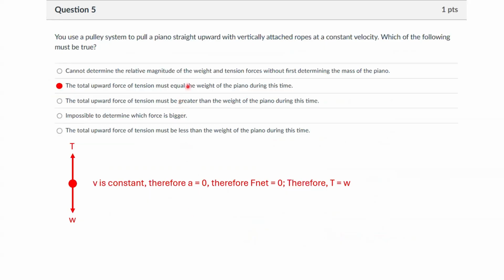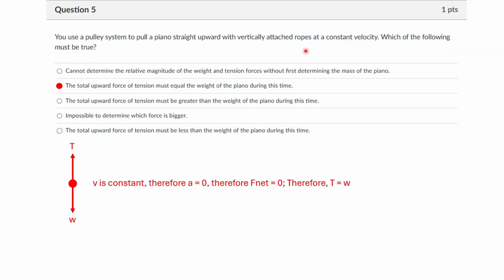All right, we use a pulley to pull a piano straight upward with vertically attached ropes at a constant velocity. Which of the following must be true? I didn't say how many ropes, but I said it was just ropes. Ropes have tension. And the key here is constant velocity. Constant velocity is one of the buzzwords we're always looking for in these chapters because we're always looking for the kinematics and specifically the acceleration of objects. Constant velocity means zero acceleration. Zero acceleration means zero net force.